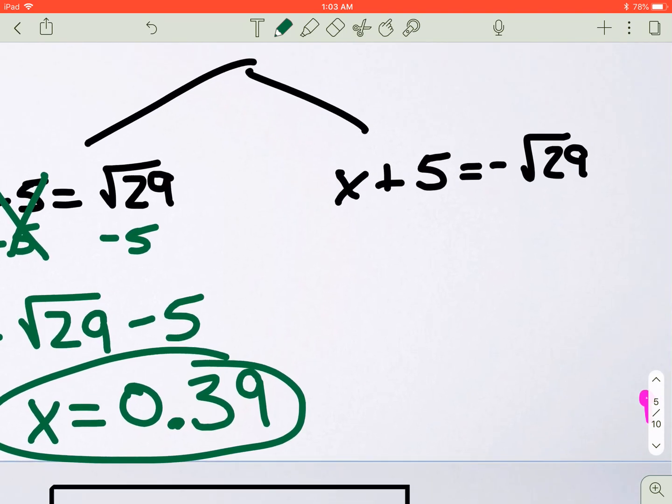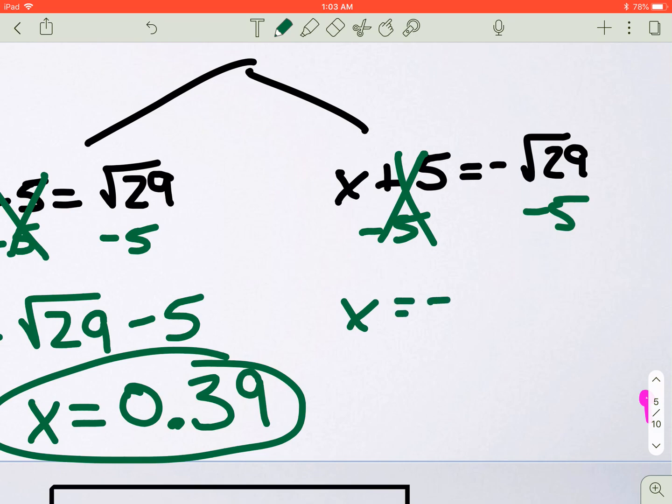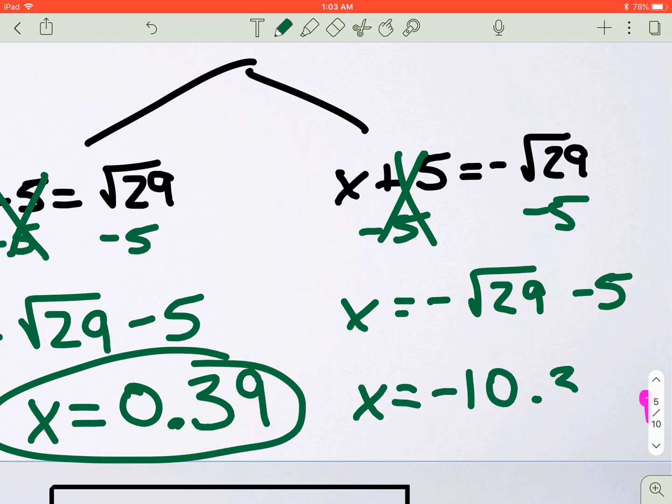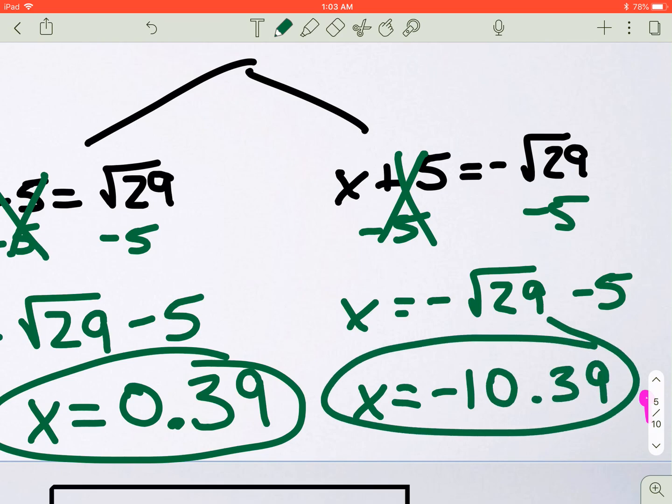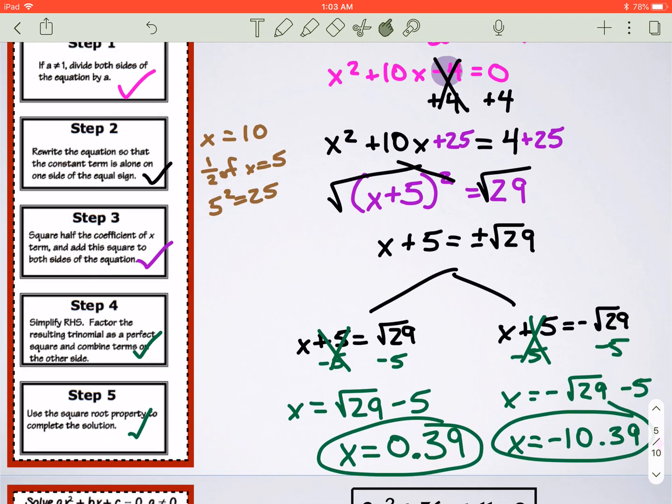And if you go on the right-hand side, I would subtract 5, those would cancel out. I'd be left with x equals negative square root of 29 minus 5, which would be, if I type that into my calculator, approximately x equals negative 10.39. So there is an example.